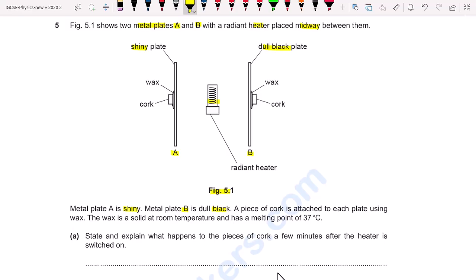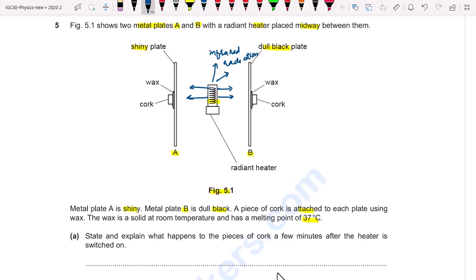A piece of cork is attached to each plate using wax. The wax is a solid at room temperature and has a melting point of 37 degrees C. Part A. State and explain what happens to the pieces of cork a few minutes after the heater is switched on. So when we switch on this heater, it emits infrared radiation in all directions. And this radiation also passes through the metal plates.